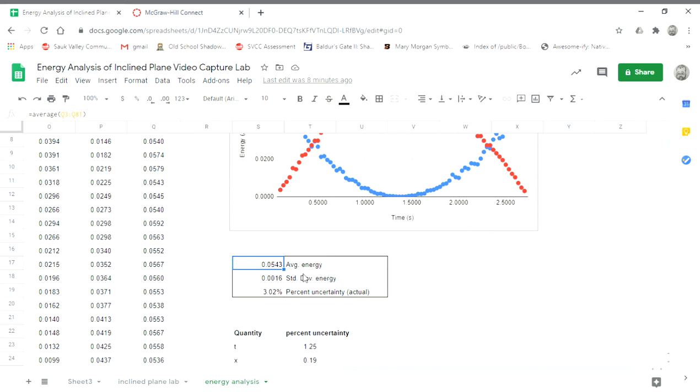Not only that, but I can compute a standard deviation. If those of you have taken stats, you know the standard deviation. If you haven't, that roughly gives us our uncertainty or our error in that quantity. And so we're saying that this would be 0.0543 plus or minus 0.0016. This is the 1 sigma standard deviation. So again, converting that into a percent uncertainty, this means that this energy is constant to within about 3%.